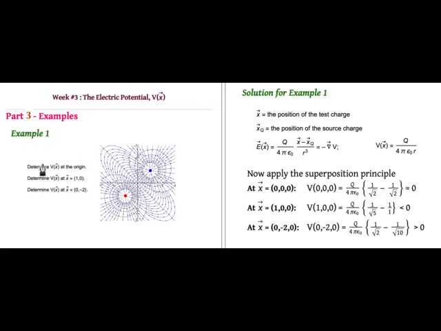So the example has several parts. Calculate the potential at the origin. Calculate the potential at the point 1, 0. So this is the x, y plane, and 1, 0 would be at this point: x equals 1, y equals 0. And then the third part is calculate the potential at the point 0, minus 2. So 0, minus 2 would be about here.